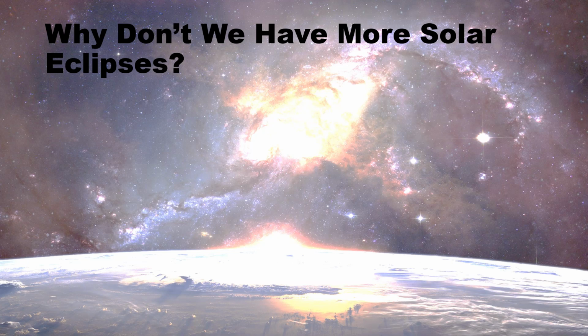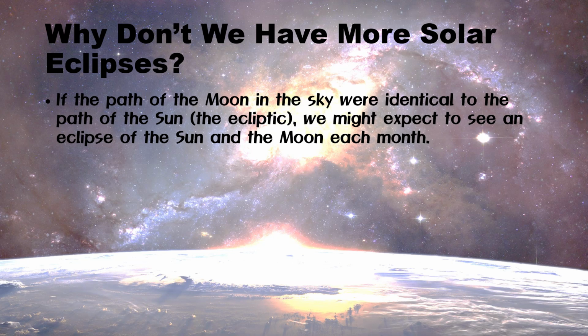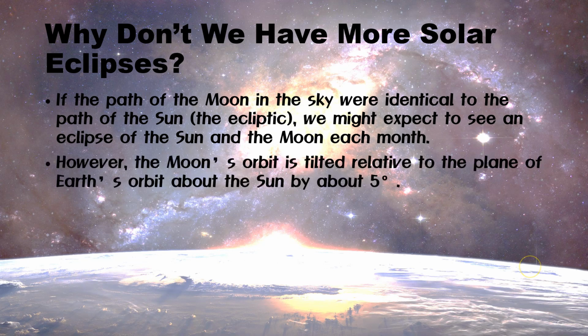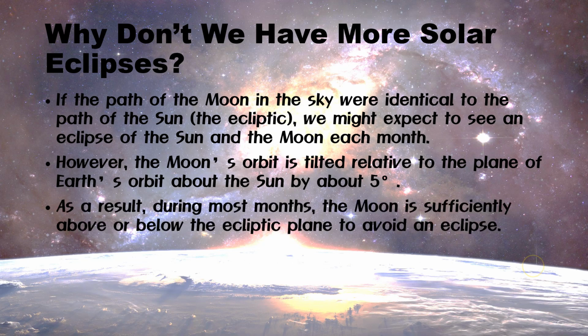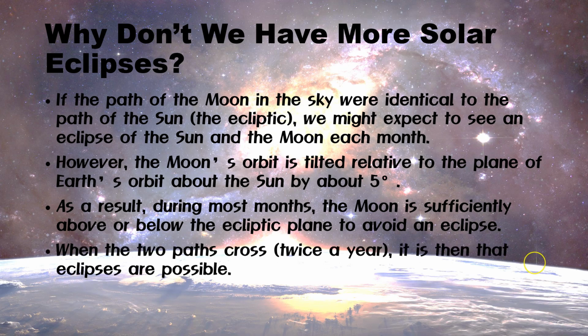Now, why don't we have more solar eclipses? Why don't these happen all the time? The sun and moon are always going across the sky. Why don't we have this happen once a month, for example? Well, if the path of the moon in the sky were identical to the path of the sun, which would be the ecliptic, we might expect to see an eclipse of the sun and the moon each month, which would be pretty cool. However, the moon's orbit is tilted relative to the plane of the Earth's orbit about the sun by about 5 degrees. As a result, during most months, the moon is sufficiently above or below the ecliptic plane to avoid an eclipse. Now, when the two paths cross, which is about twice a year, it is then that eclipses are possible.